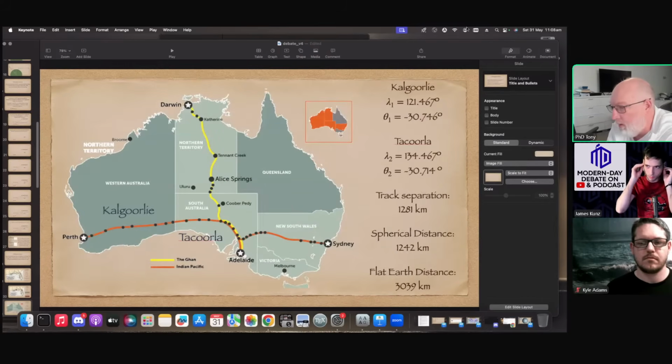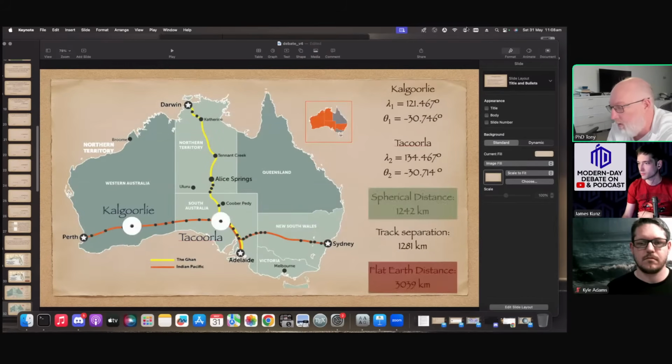We can do the same in the southern hemisphere. We can look at Kalgoorlie to Tarcoola. The spherical distance is 1,242 kilometers. The track separation is 1,281 kilometers. And the flat Earth distance is an absolutely eye-watering 3,039 kilometers. That is not true.